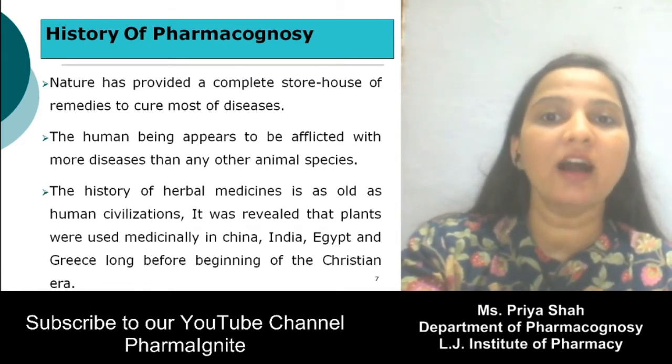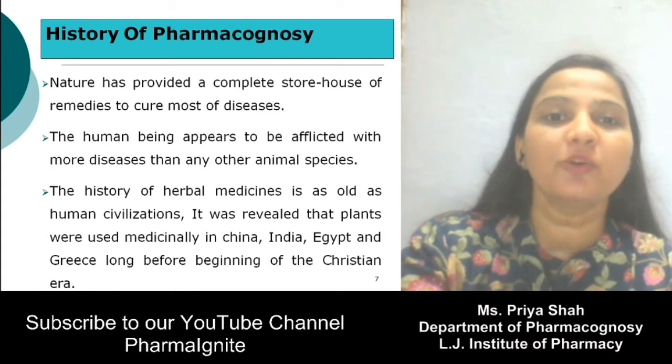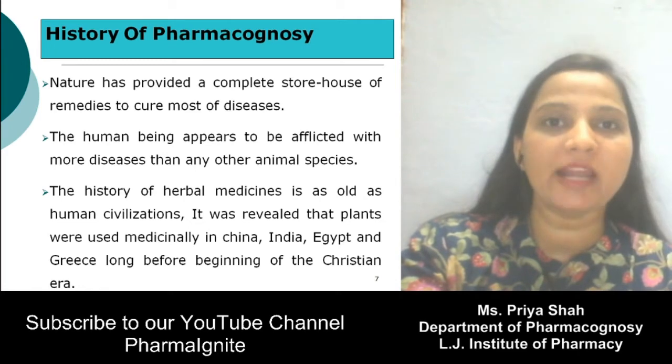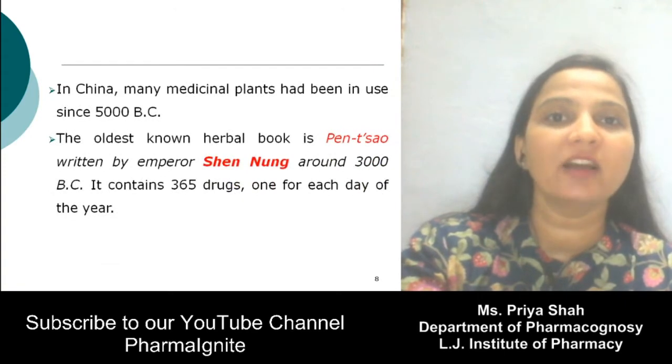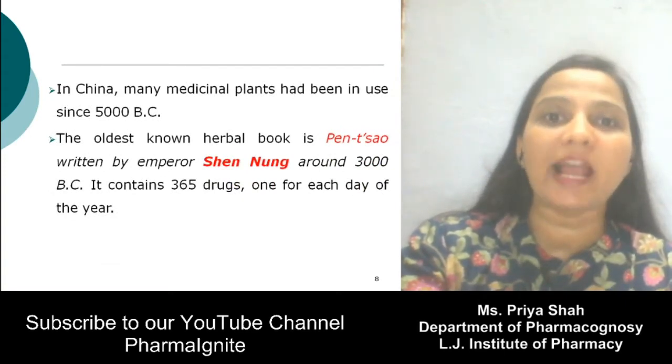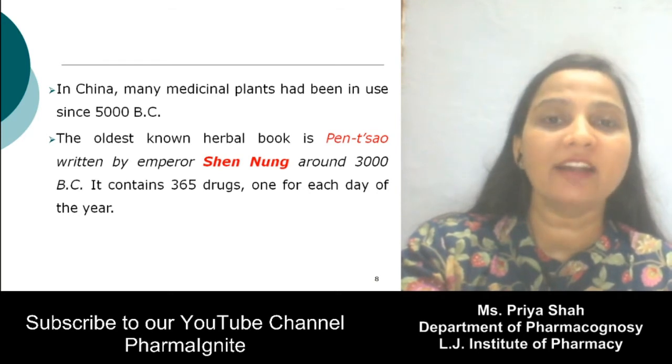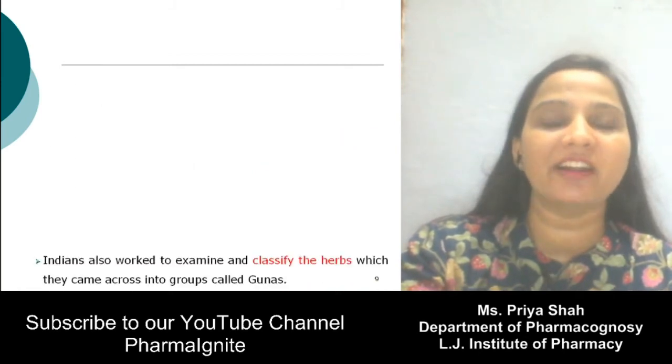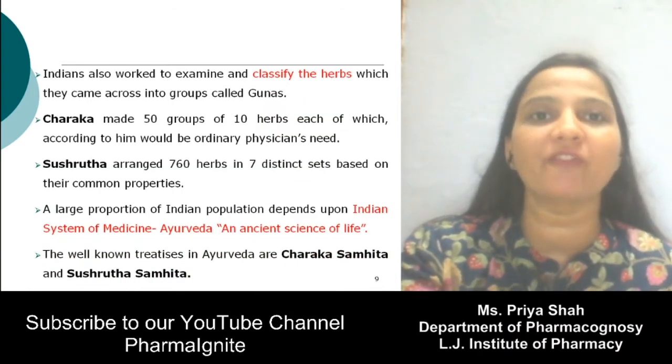Now, we will study the history of pharmacognosy. Nature has provided a complete storehouse of remedies to cure most diseases. Before Christ, herbal drugs were obtained from China, India and Egypt. These are the countries where herbal drugs were first obtained. China widely used plants as sources of drugs since 5000 BC. The oldest common herbal book is Pen Tsao, written by Shen Nung. In it, he included 365 drugs used for the treatment of different diseases.